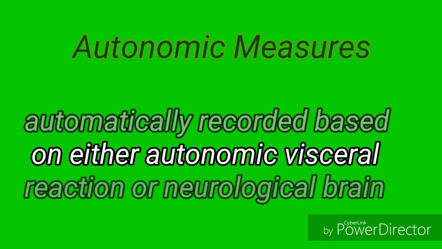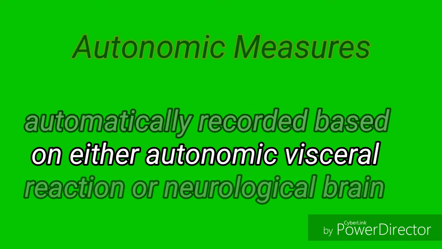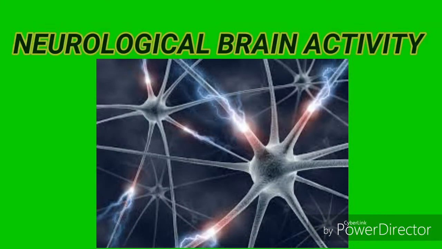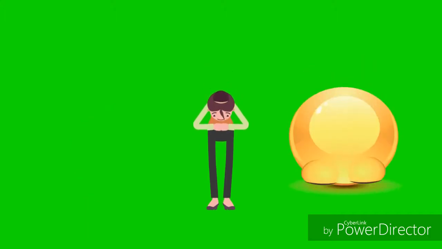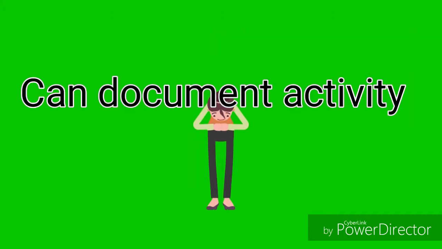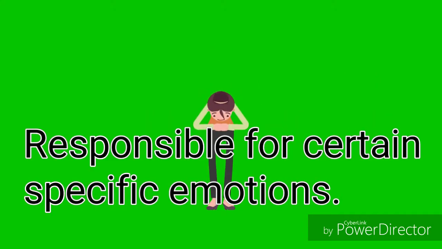Autonomic measures offer the greatest validity in representing consumers' emotions. Autonomic measures are those responses that are automatically recorded based on either automatic visceral reactions or neurological brain activity. Examples include sweating as a physiological response or lie detector test, heart rate monitoring, and brain imaging or MRI. These examples can document activity in areas of the brain responsible for certain specific emotions.